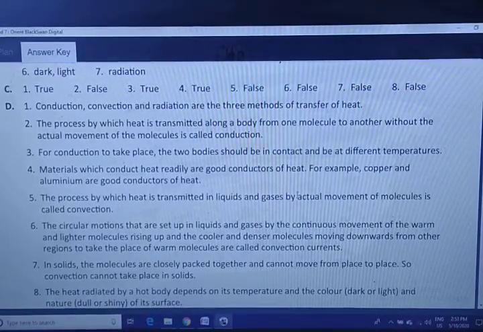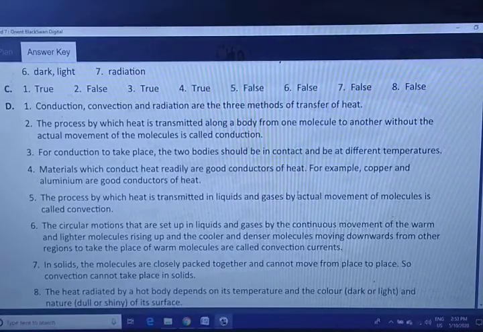First one, what are the three ways of transferring of heat? So you have seen conduction, convection and radiation are the 3 methods of transfer of heat. Second one is define conduction. What is conduction? The process by which heat is transmitted along a body from one molecule to another without the actual movement of the molecules is called conduction.